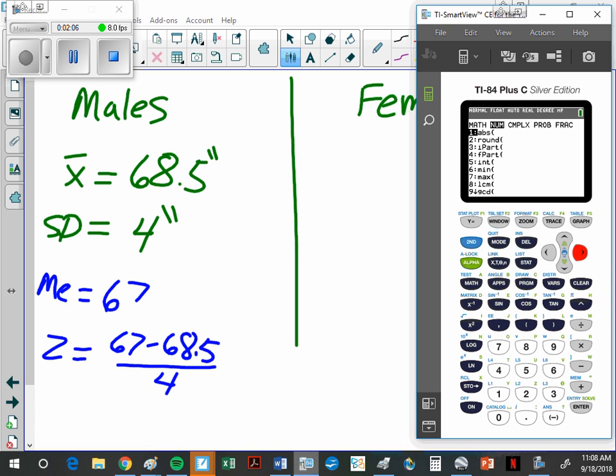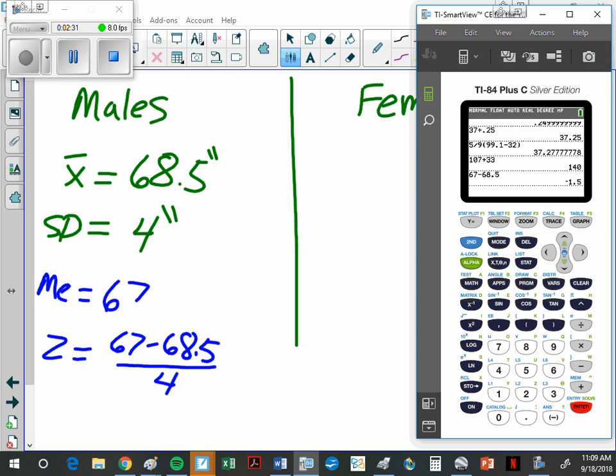So, let's talk about that. So 67 minus 68.5. And again, I really like to discuss what these numbers mean. If I multiply them, though, that is not going to work. It's supposed to be subtraction. And this says negative 1.5.